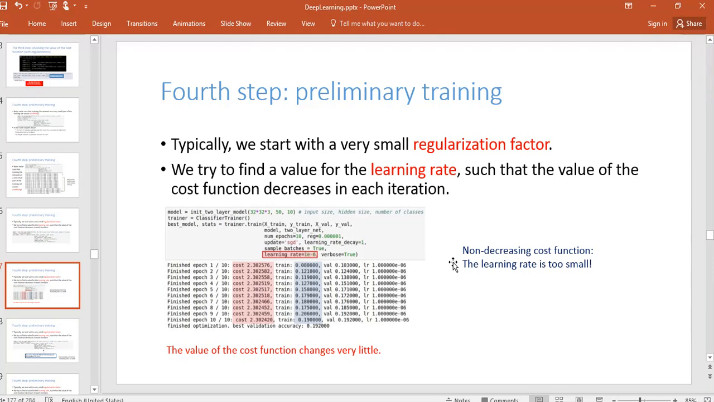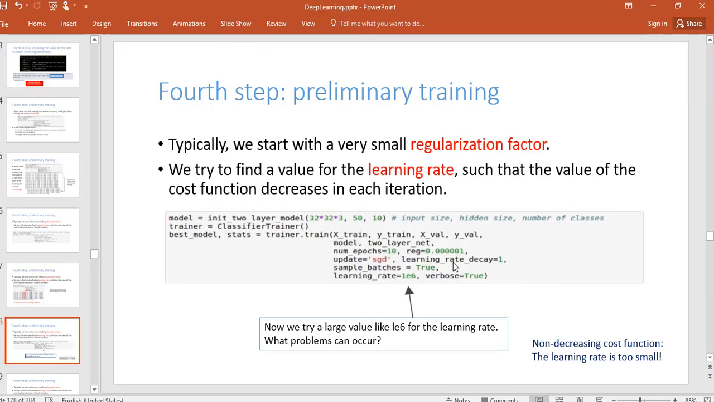Now we consider a much larger value for alpha. For example, we will try the value of 1 million. The value of the cost function increases.